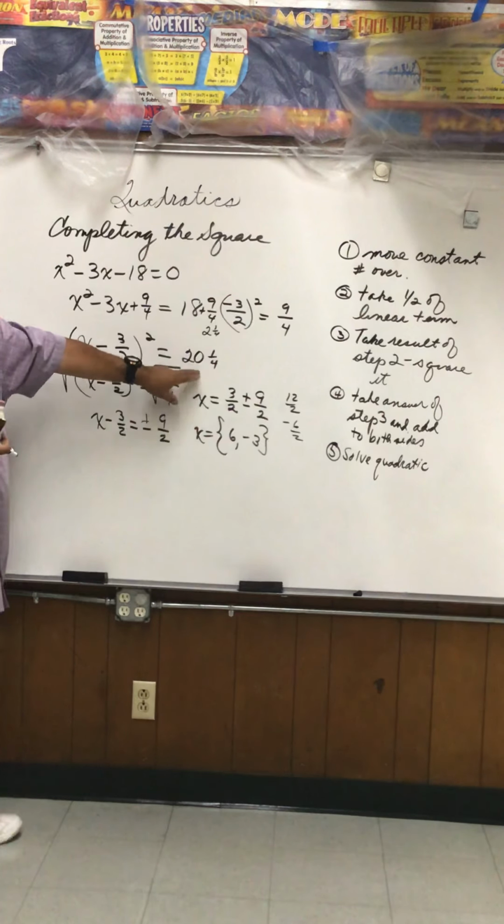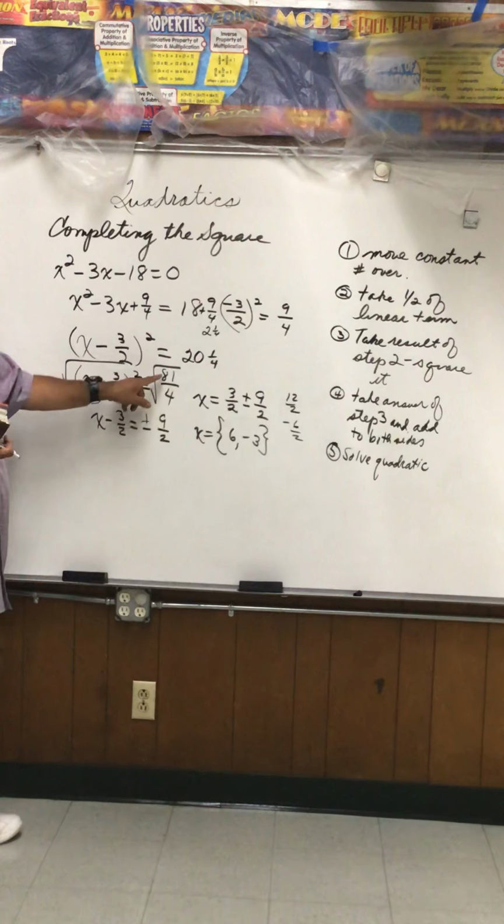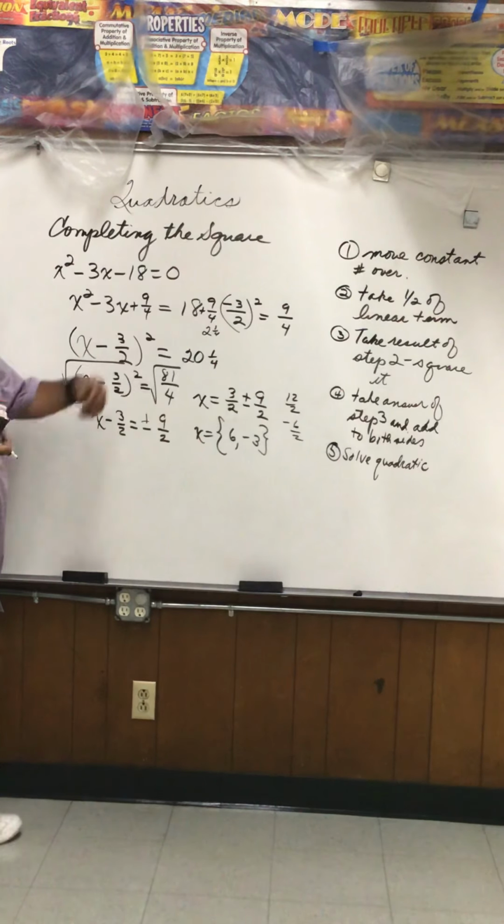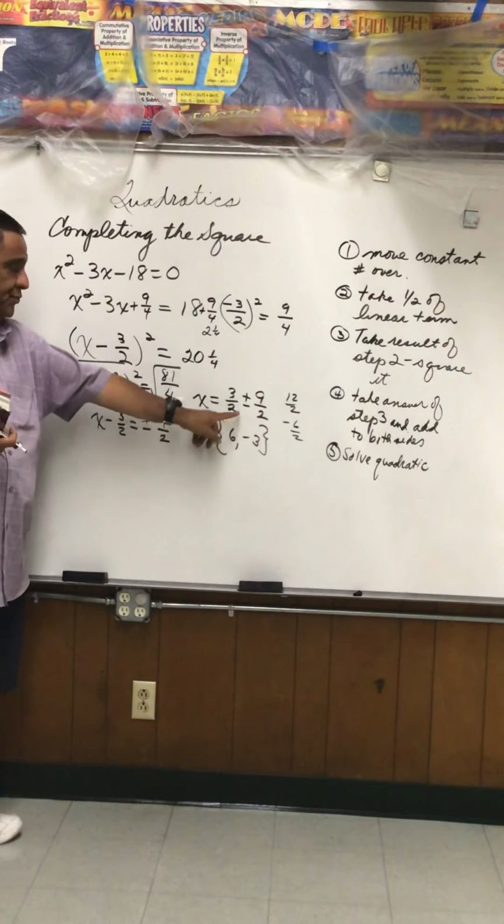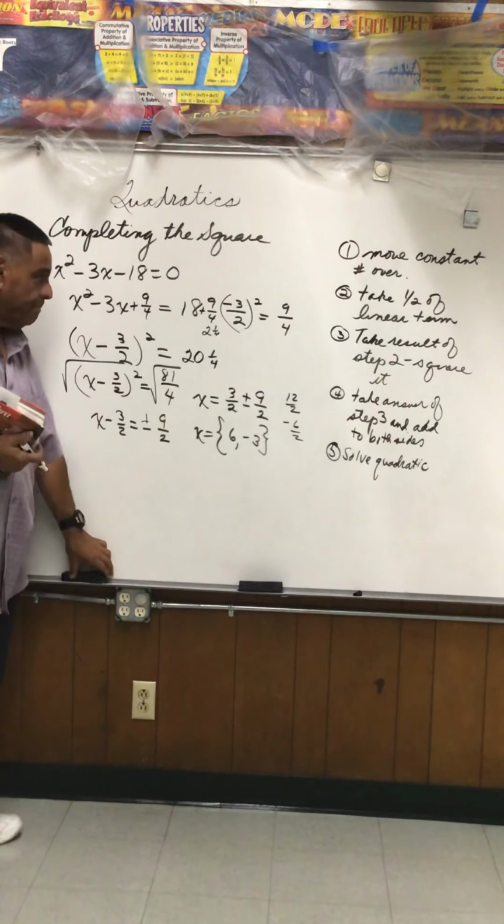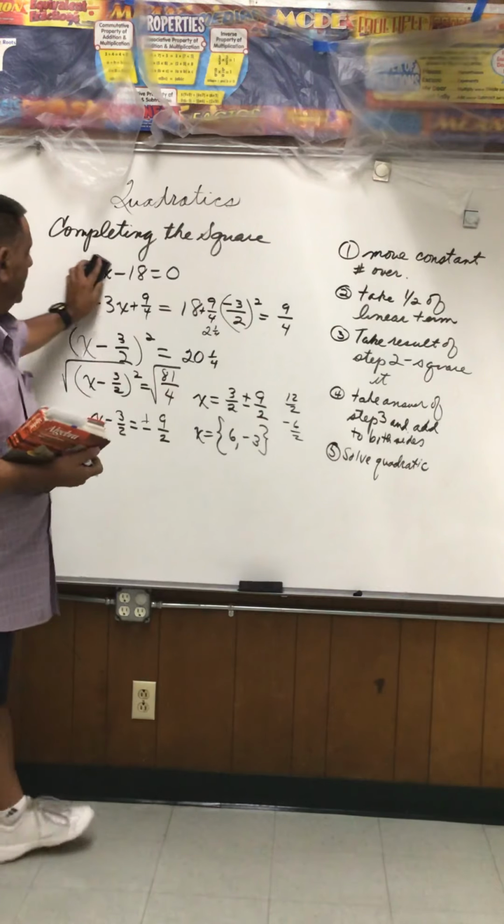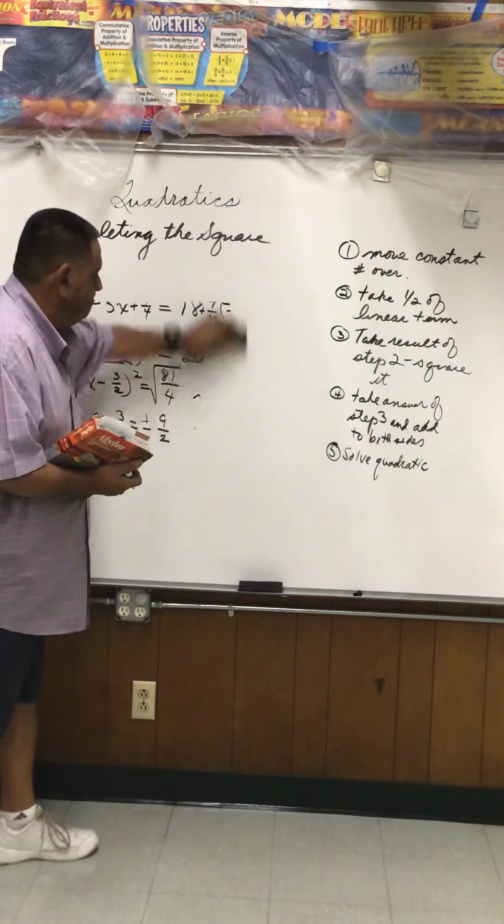I don't want to leave it like that. Let me change it to an improper fraction, because now you see that when I do that, I get 81/4, and they're both perfect squares, and they simplify, move it over, and remember, you're going to get two answers when you have a plus or minus. Okay? All right. Let's try another one.